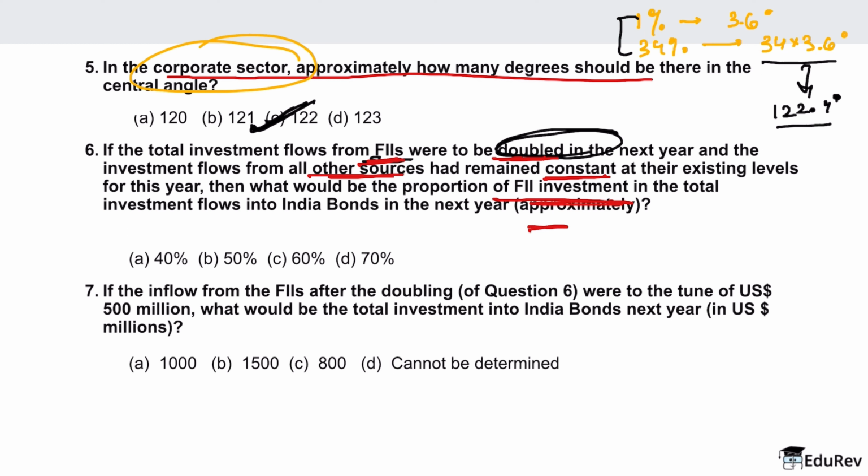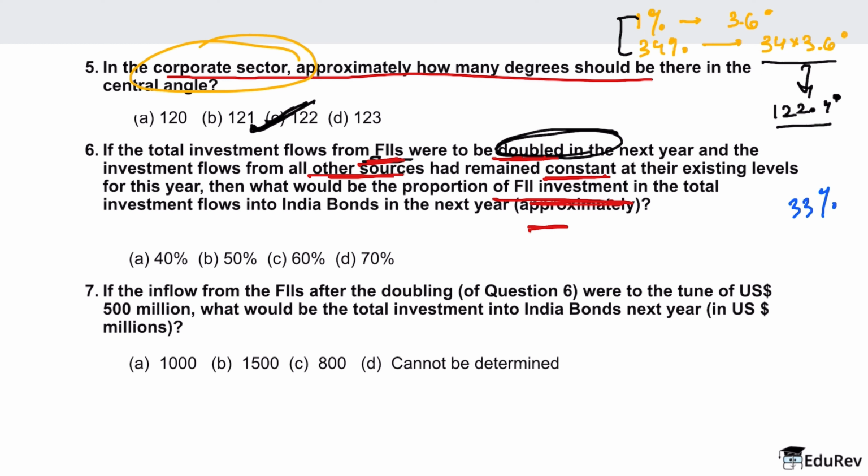So, if the total investment flow from FIIs were to be doubled in the next year, and the investment flow from all the other sources had remained constant at the existing level for this year, then what would be the proportion of FII investment in the total investment flow into India bonds in the next year approximately? Okay. Now the thing is that FII currently accounts for what out of 100? How much percentage? It was 33% as far as I remember.